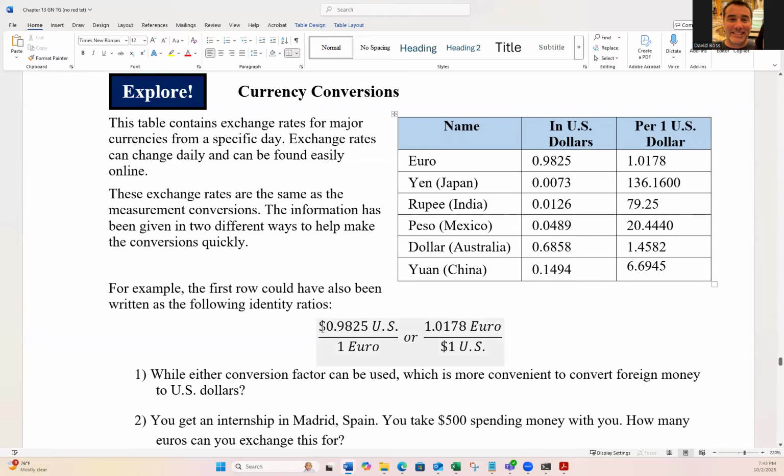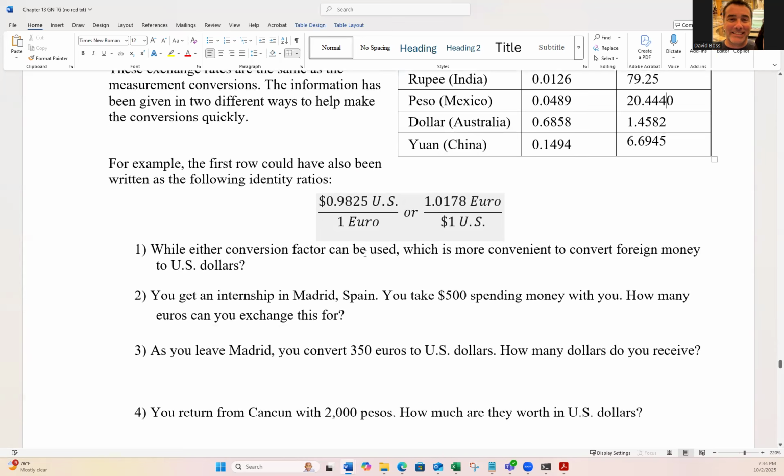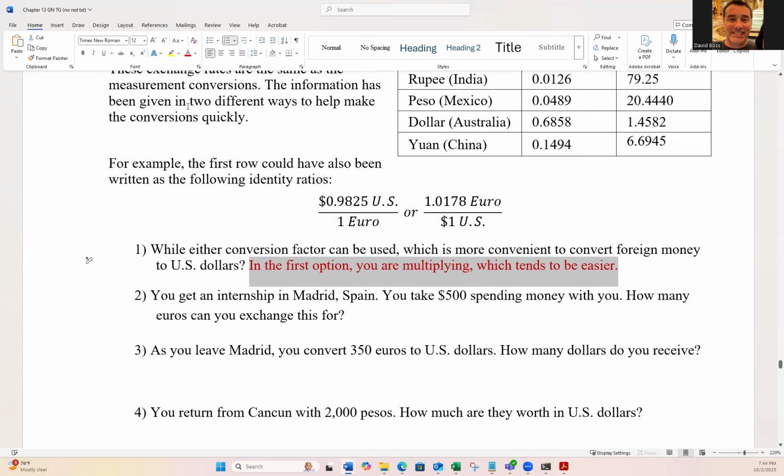Okay, so we're going to do that same thing. We're going to use these identity ratios. All right, so you have euros to US dollar. You're going to use 0.9825 over 1 or 1.0178 over 1, depending on what you want to use. Either conversion can be used, whichever is more convenient. Most people are going to like multiplication better, but either one works just fine.